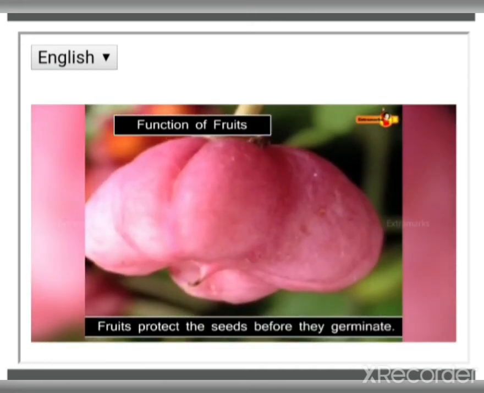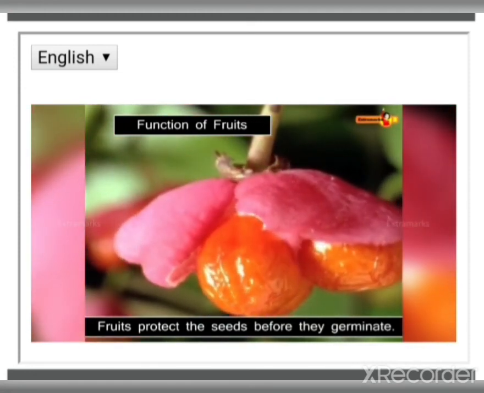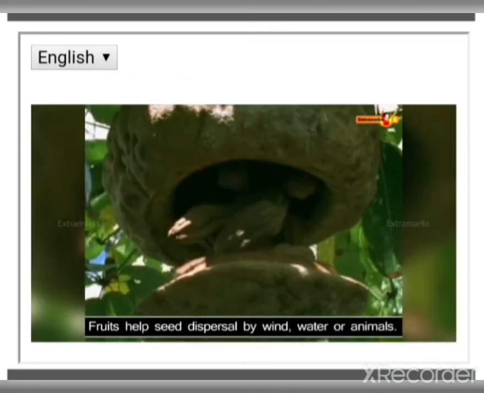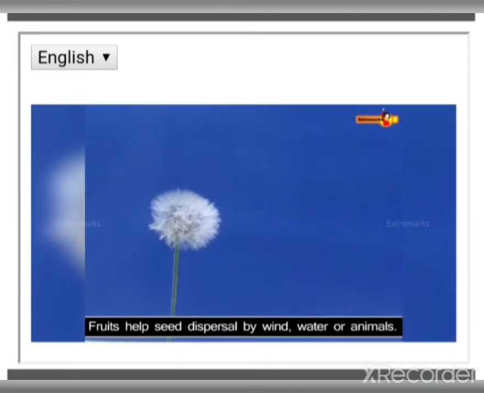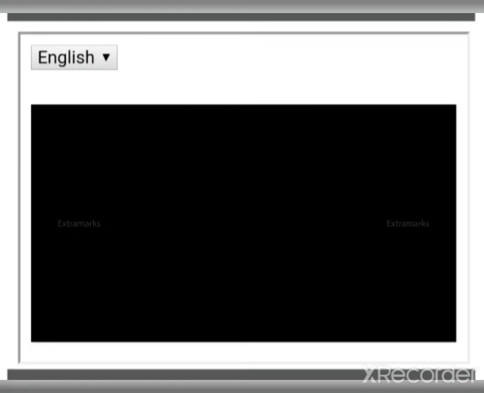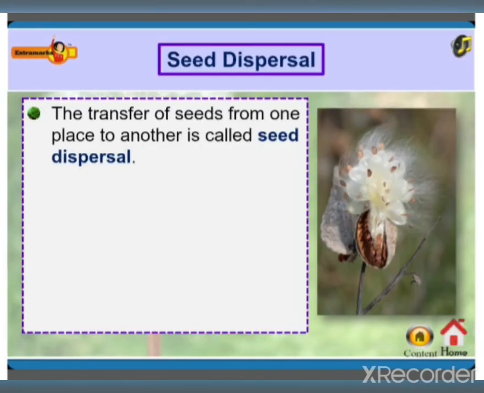Fruits are important reproductive parts of plant, as they protect the seeds before they germinate and assist in their dispersal. The transfer of seeds from one place to another is called seed dispersal.